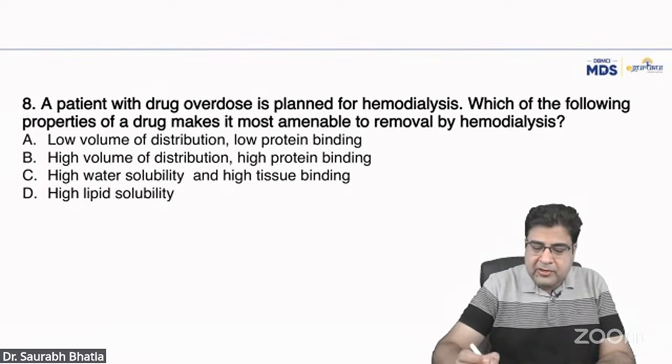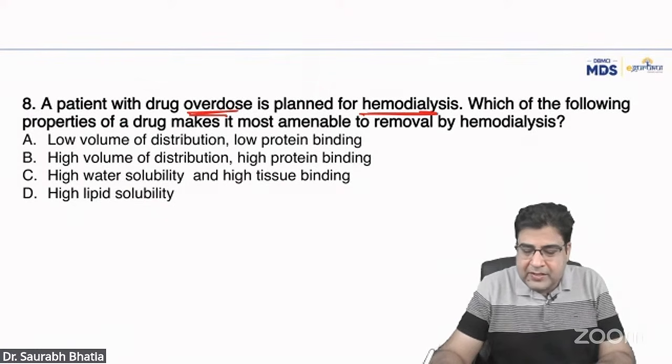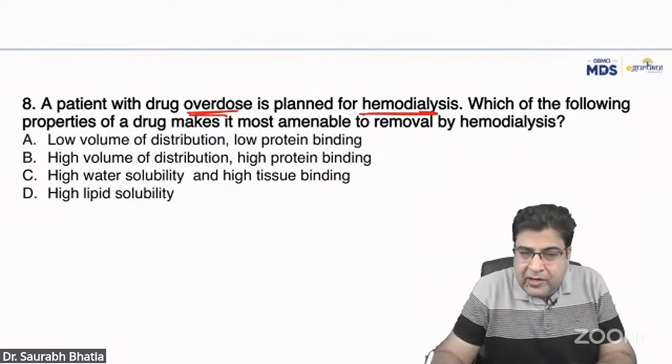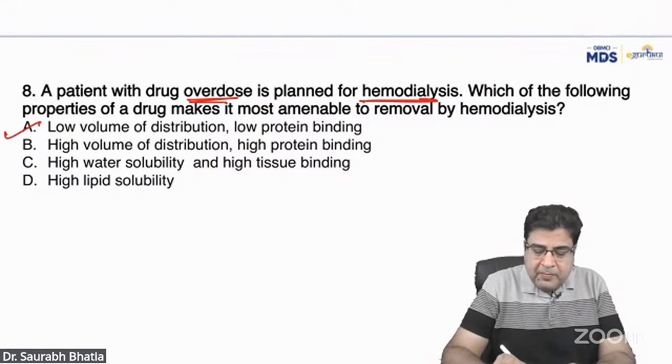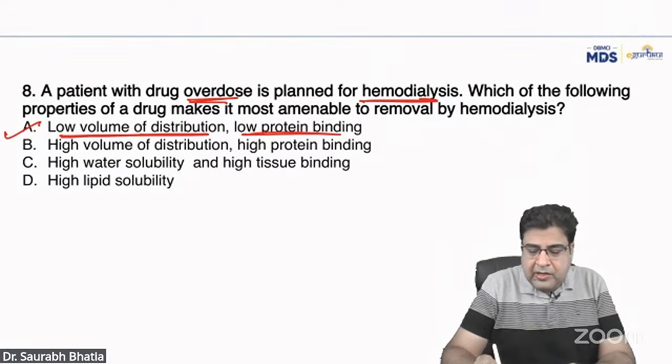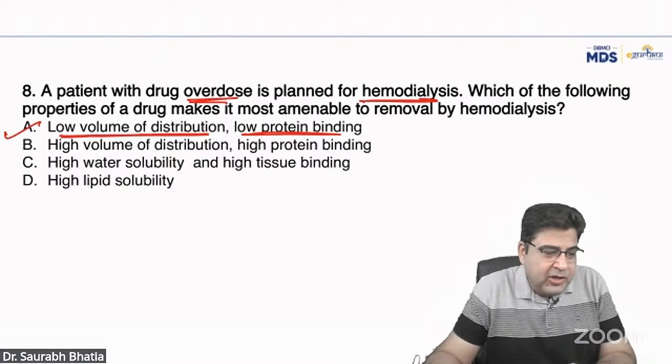Question number 8. Patient has taken some overdose and is planned for hemodialysis. Now, which of the following properties of a drug makes it amenable to removal by hemodialysis? So here the answer is A. If the medicine has a low volume of distribution and low protein binding, then hemodialysis is possible.